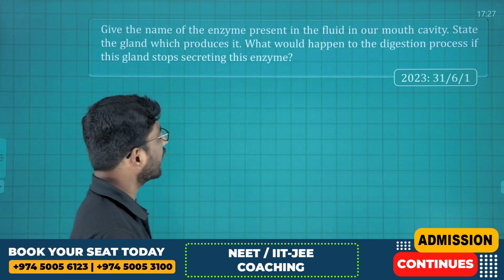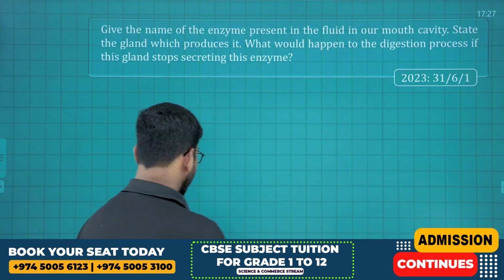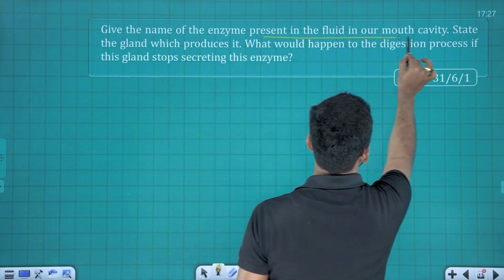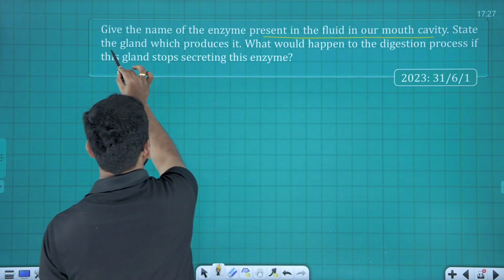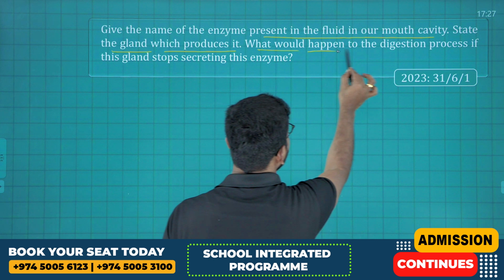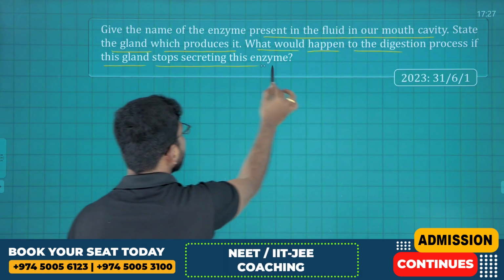Look at the next question. Again, 2023. Give the name of the enzyme present in the fluid in our mouth cavity. State the gland which produces it. What would happen to the digestion process if this gland stops secreting the enzyme?